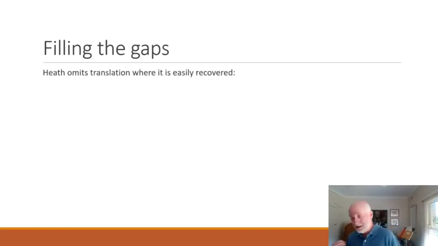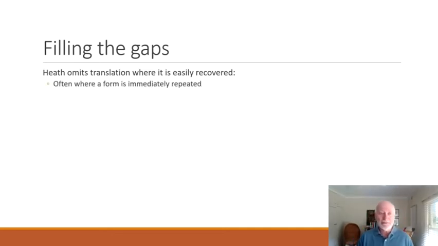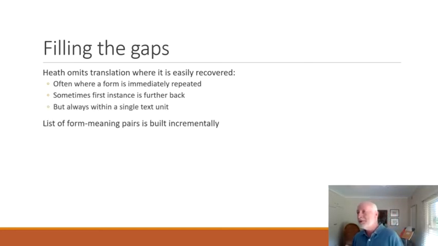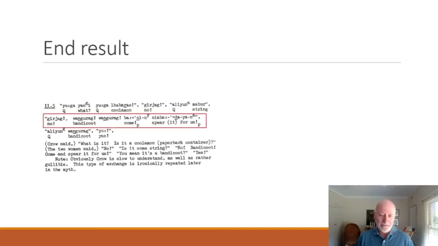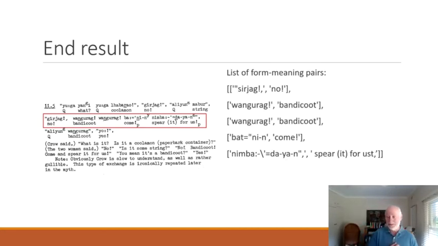Because Heath only omits the translation where it's easily recovered. Typically it's immediately preceding, but sometimes it's a little bit further back that you need to look, but it's always within a single text unit. And as we were building a list of pairs of forms and meanings incrementally, we could look back and fill in the gaps. So working from the example we had before, what we end up with for the second line there is this list of form and meaning pairs, where we've aligned everything, said what lines up, and we've filled in the gap.